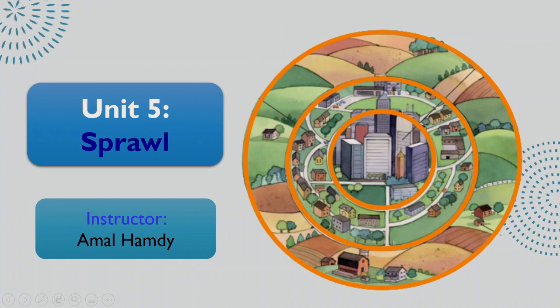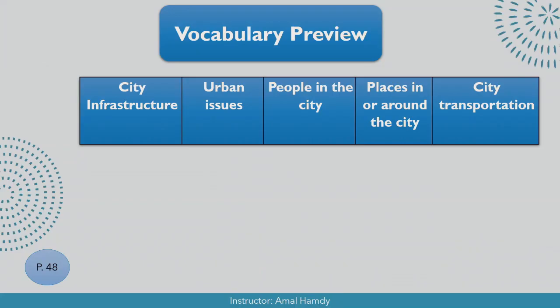And of course, urban sprawl is considered to be a problem because the expansion of cities means that there are less and less green areas. So, this is our main topic in this unit. So, before we listen to any tracks, we are going to discuss some vocabulary.